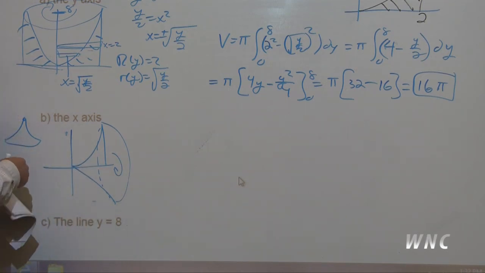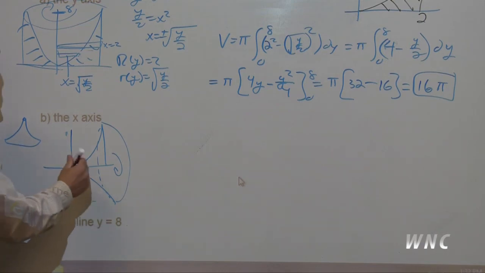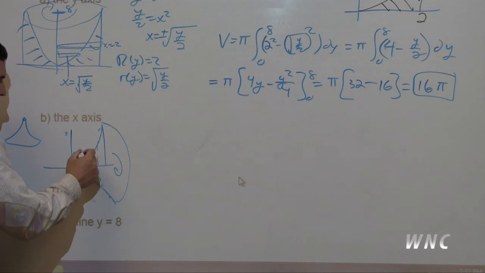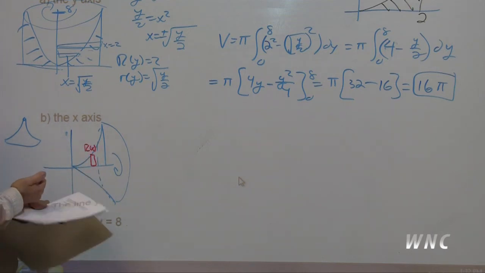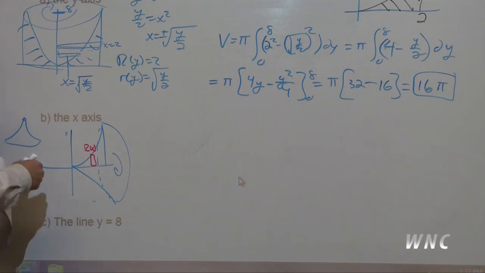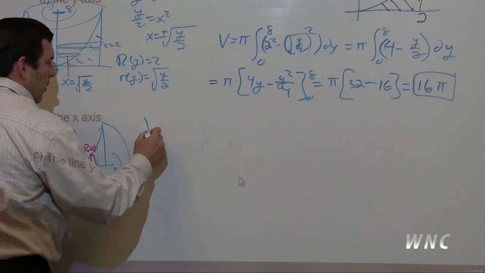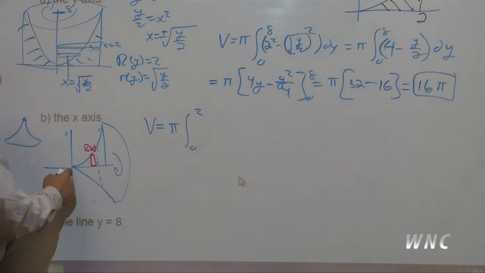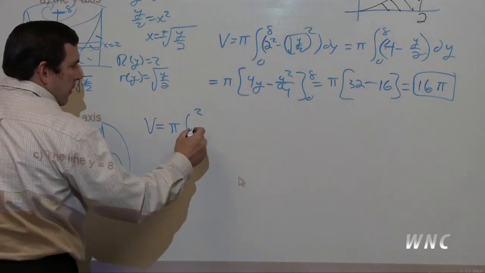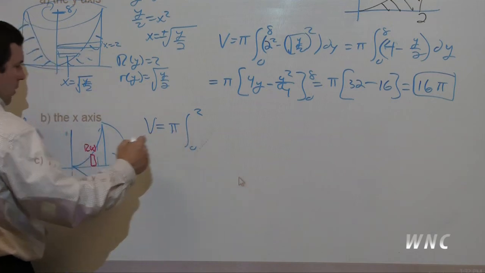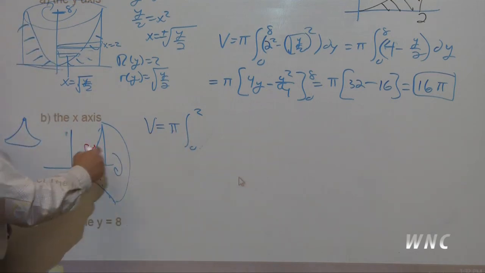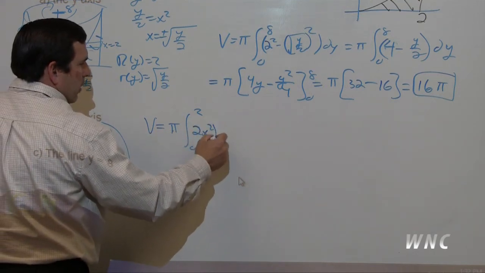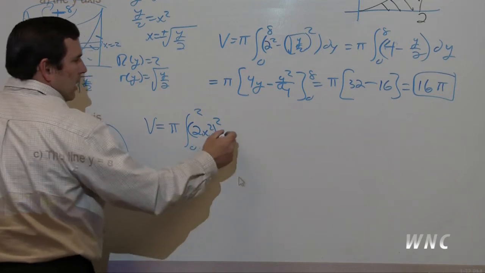So what is this shape going to look like? What is the radius? Well, this one does not have a hole in it, so we'll just go with r of x. Our volume is pi times the integral from 0 to 2 of, what is the function defined? 2x squared. So 2x squared squared dx.